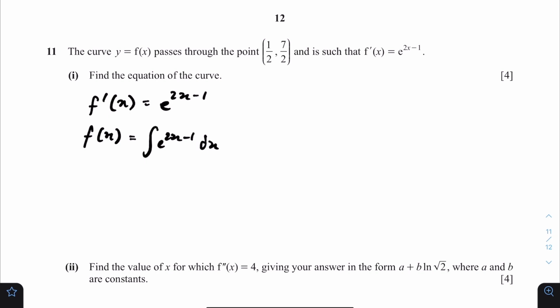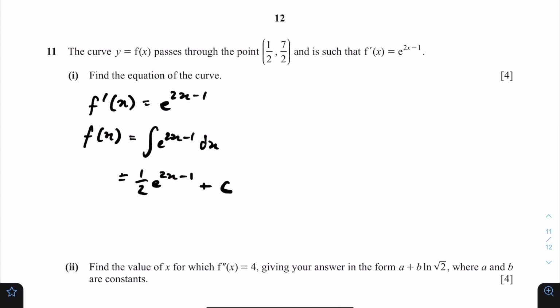In this case, integrating is the exact opposite. You have to basically divide it by whatever the derivative of this is. So that's equal to, so 2, you have to divide by 2. So you get half e to the power of 2x minus 1 plus c. So that's going to be the integral of that.